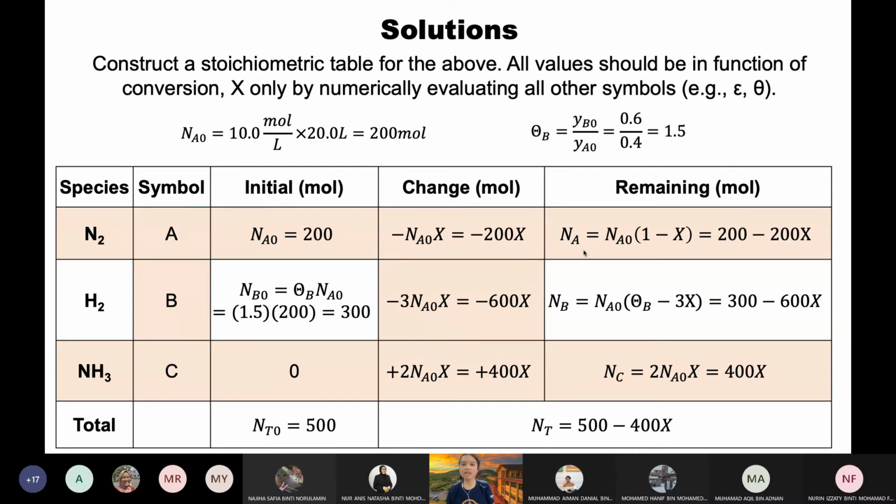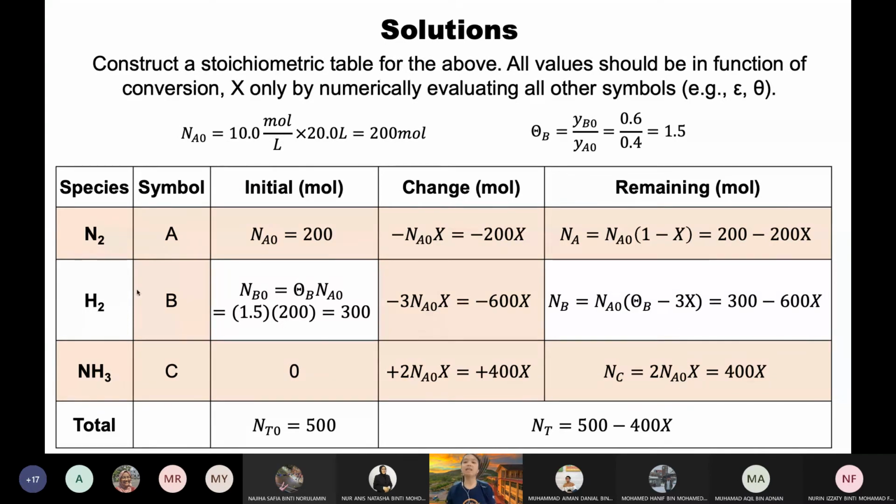So what about the remaining? The remaining NA technically equals 200 minus 200x, you just copy. So you get 200 minus 200x. You don't need to memorize the remaining. You just know the remaining NA equals your initial 200 combined with your change, minus 200x. Done. So next for hydrogen gas, your B.